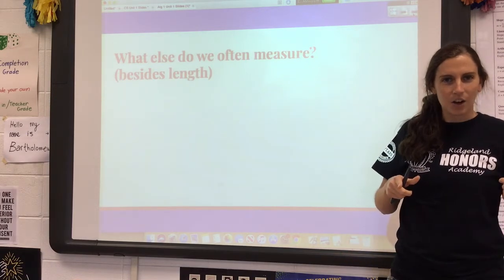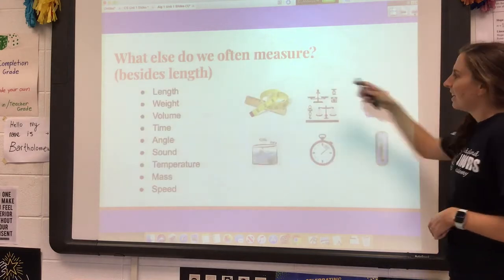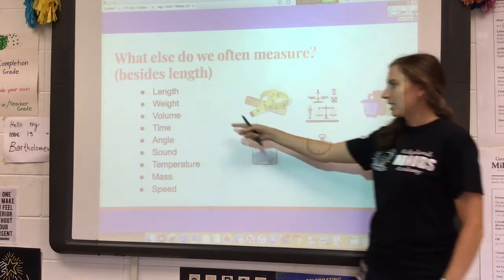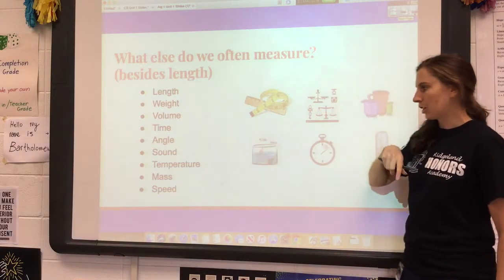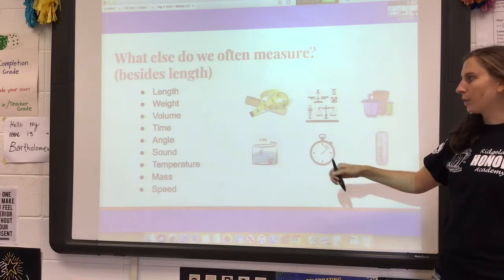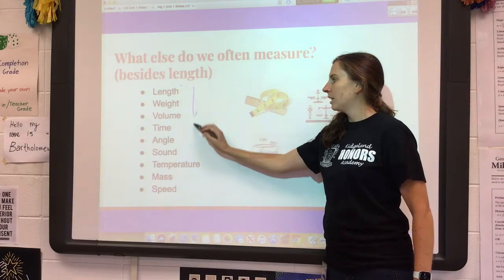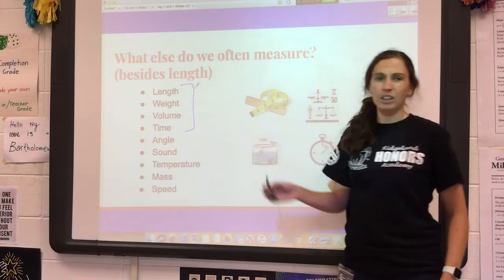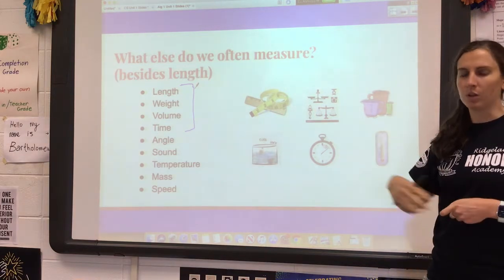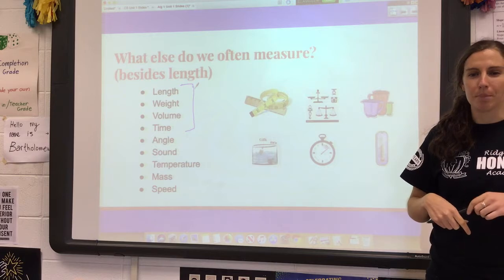All right, so here are some ideas. These are some things that I've thought of. There are many others, but these are just some examples of various things that we can measure. We're going to primarily focus on these first four, just because they're fairly common: measuring length, weight, volume, and time. But of course there are many other things that we can measure.